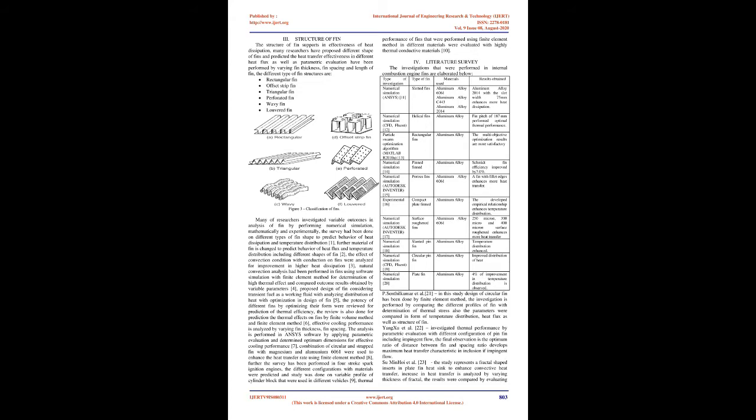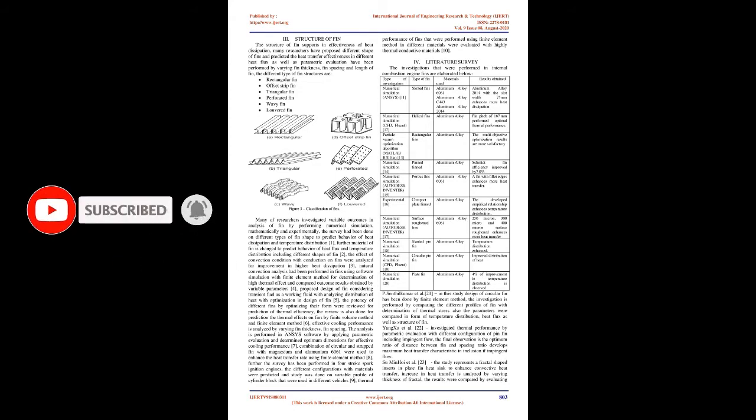3. Structure of fin. The structure of the fin supports the effectiveness of heat dissipation. Many researchers have proposed different shapes of fins and predicted the heat transfer effectiveness at different heat fluxes, as well as parametric evaluations performed by varying fin thickness, fin spacing, and length of fin. The different types of fin structures are rectangular fin, offset strip fin, triangular fin, perforated fin, wavy fin, and louvered fin.